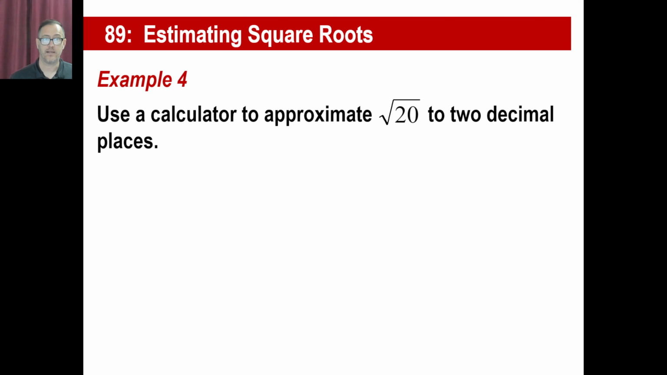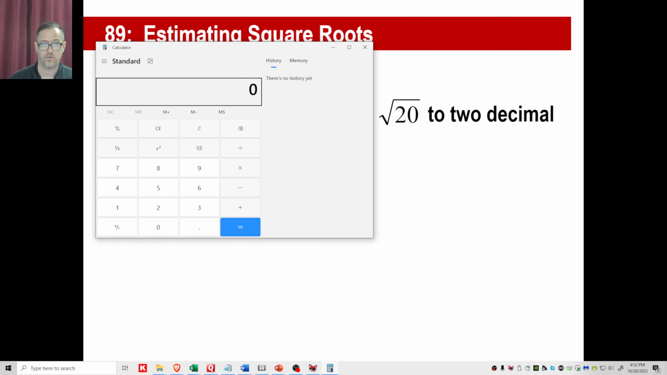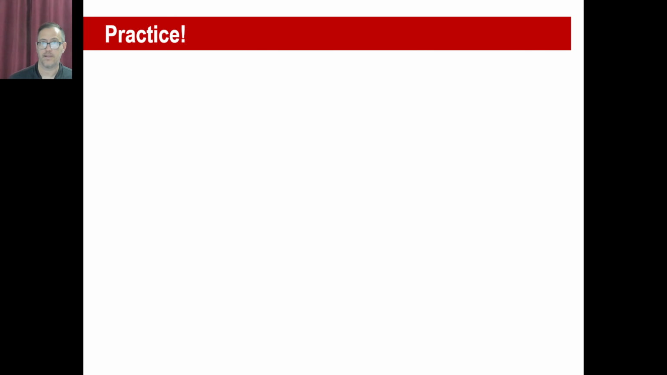Okay. Then they tell you, use a calculator to approximate the square root of 20 to 2 decimal places. This is where you get your calculator and you enter 20, and then you find the square root button. Here we go, right there, and yours might be different. 4.47, that's good enough. So 4.47. Okay, that's it.